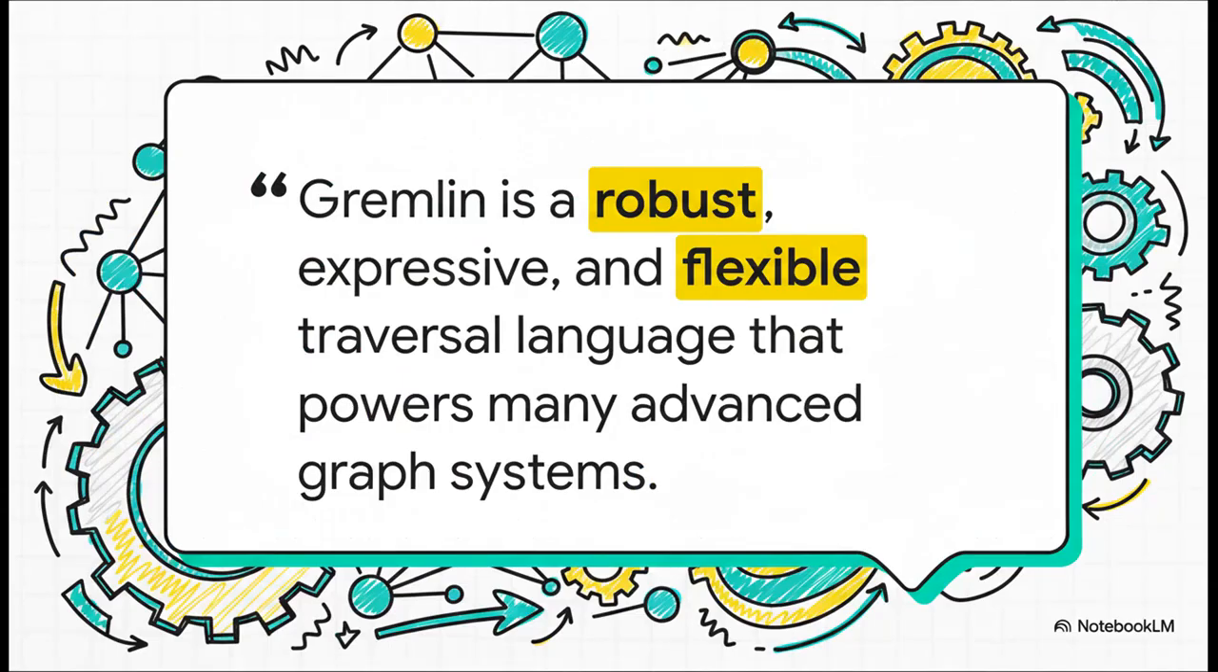This quote just nails it. It really gets to the core of why Gremlin is so dominant. It's described as robust, expressive, and flexible because that unique mix of power and control is what allows it to be the engine for some of the most sophisticated, most advanced graph systems on the entire planet.